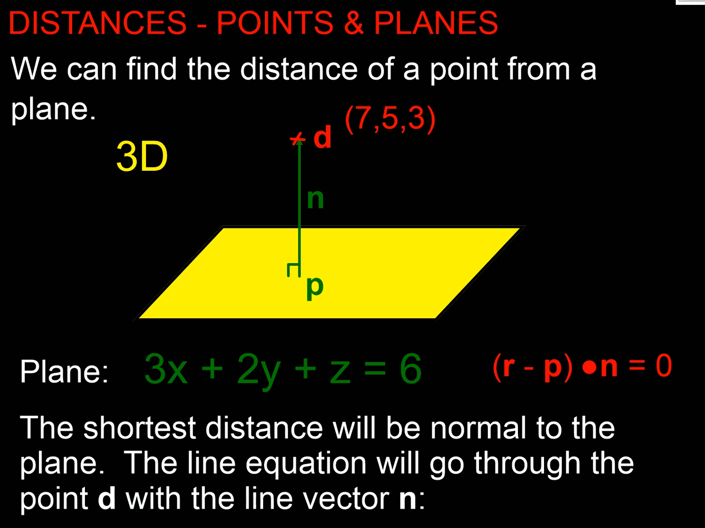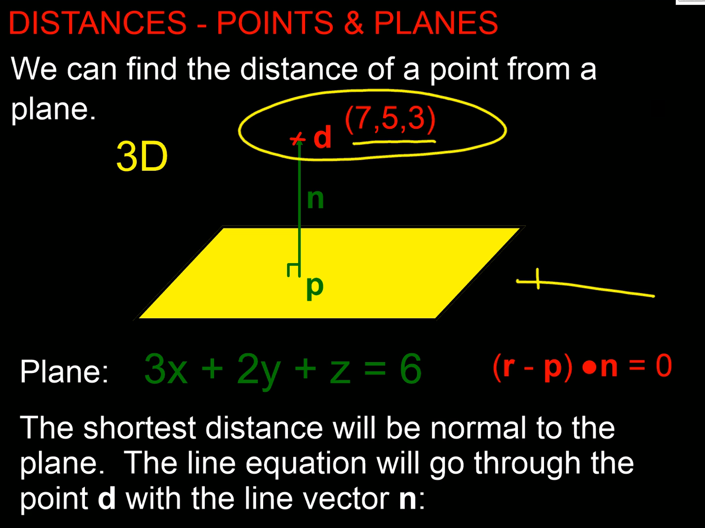Okay. The second thing that's useful to know: if I've got a point D here, so that's at 7, 5, 3, and I want to find how far away it is from my plane. Yeah, here's my plane here. So how am I going to do this? Well, actually, I'm going to use the fact that the normal vector here is going to give us our shortest distance from the point to the plane.